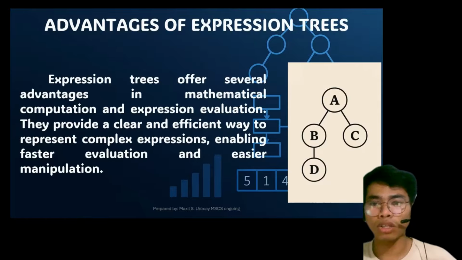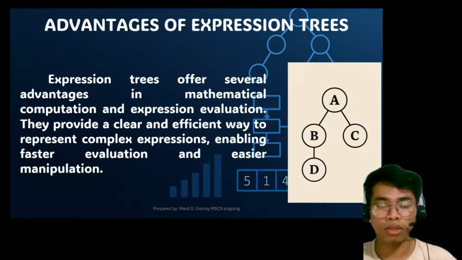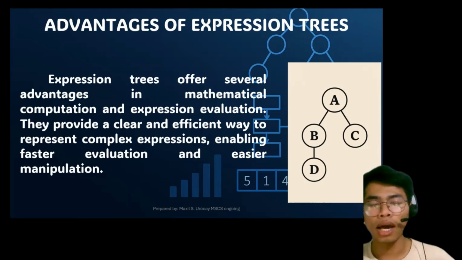And there will be advantages aside from the disadvantages that I have explained to you. Expression trees offer several advantages in mathematical computation and expression evaluation. They provide a clear and efficient way to represent complex expressions, enabling faster evaluation and easier manipulation.